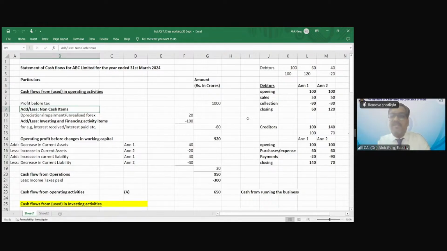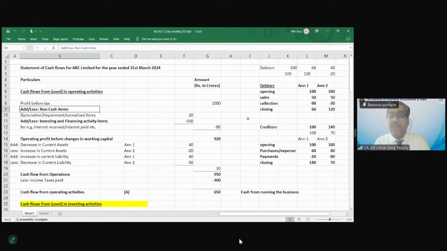So depreciation is a non-cash item, and you are arriving at a cash flow. You are identifying what is my net cash, either which has come in or has gone out. So in the profit before tax, you need to adjust the non-cash items. For example, impairment. For example, depreciation. For example, unrealized foreign exchange gain or loss. Correct? So once you arrive at profit before tax plus non-cash items, you get a cash profit.